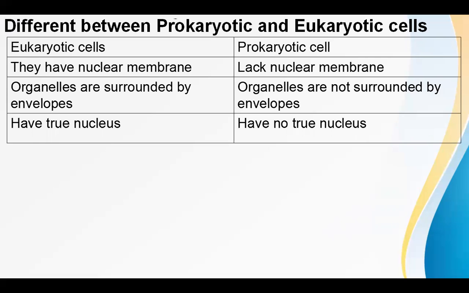Their difference is that the first one is that the eukaryotic cells have a nuclear membrane, but the prokaryotic cells lack this nuclear membrane. The second one is that the organelles are surrounded by envelopes in the eukaryotic cells, while in the prokaryotic cells, the organelles are not surrounded by envelopes. In the eukaryotic cells, there is a true nucleus, while in the prokaryotic cells, there is no true nucleus.